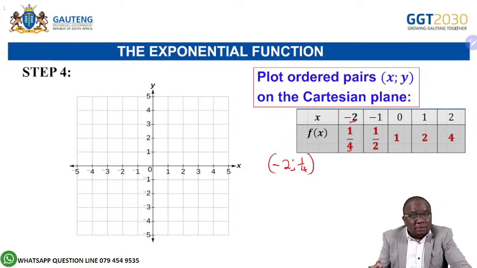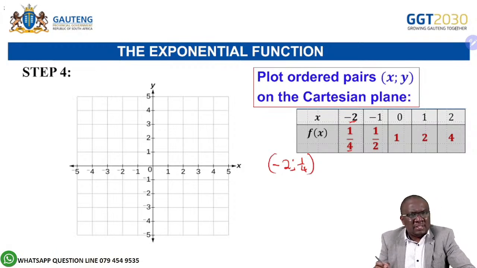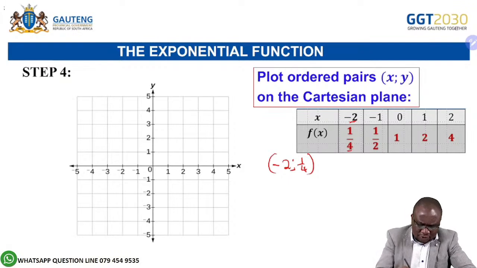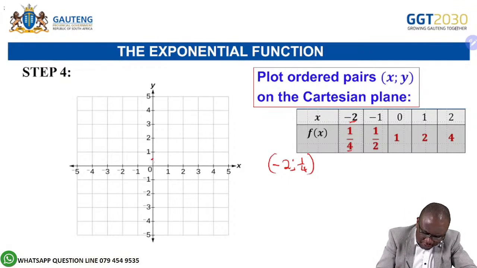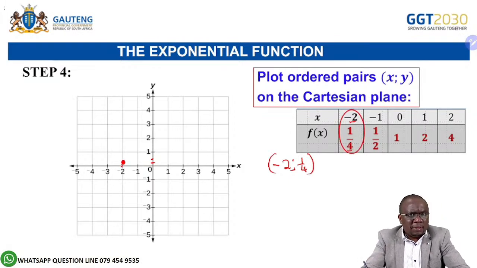Right, depending on your Cartesian plane, if I'm using mine here, my 1/4 is 0.25. It's half of a half. So half is here. So it means 0.25 will be somewhere there. You see that? And then -2 is here. So where do they meet? Somewhere there. Okay, I'll plot my point there. This is the first one. See that? I have my point there. Can you try to plot your point? Try to be accurate so that our graph will come out nicely.